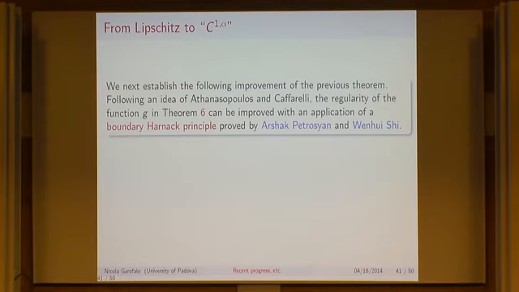Okay, so I have to talk about Winter again. In order to establish the C^{1,alpha} regularity of the free boundary, of the regular part of the free boundary, we follow an idea of Athanasopoulos and Caffarelli. Back in the 80s, Athanasopoulos and Caffarelli made this beautiful observation that if you take the boundary Harnack principle and apply it to a directional derivative of a solution, then you get, you know, the boundary Harnack principle.